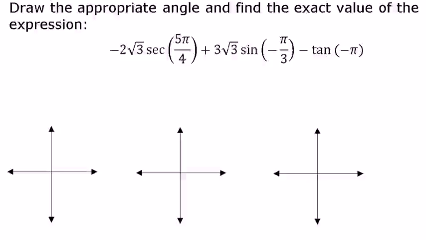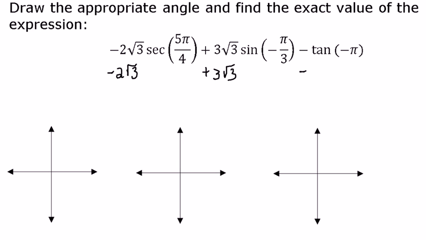So we're going to go ahead and find the value of this trigonometric expression. We're just going to find the trig values and fill them in. So we'll have negative 2 square roots of 3 times the secant of 5 pi over 6 plus 3 square roots of 3 times the sine of negative pi over 3 minus the tangent of negative pi. So let's see what those trigonometric function values are.